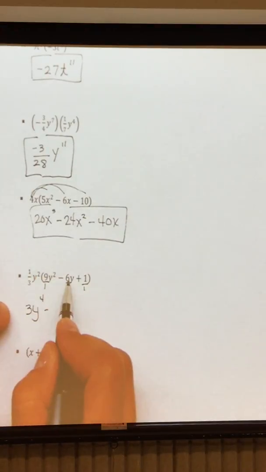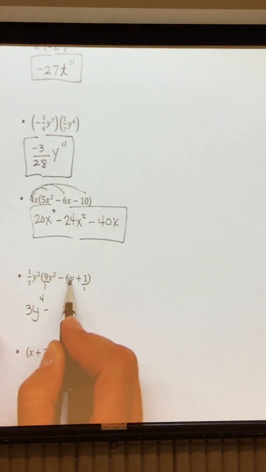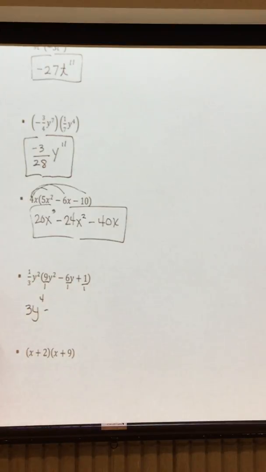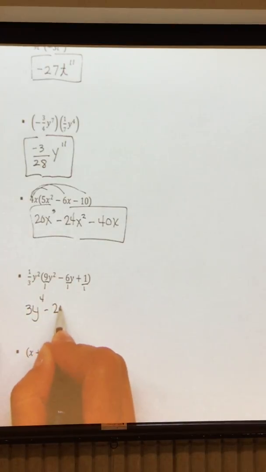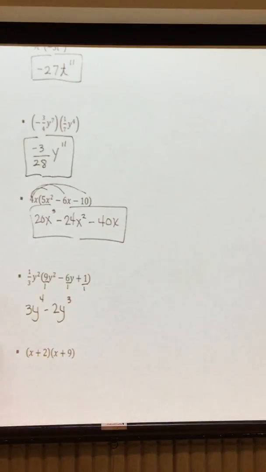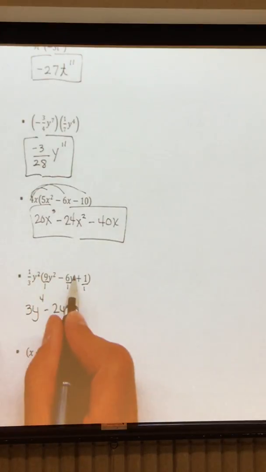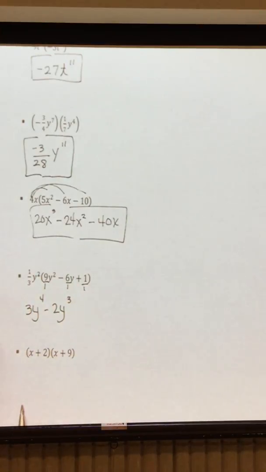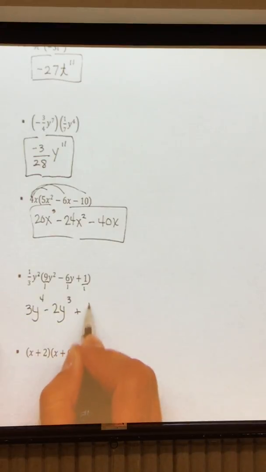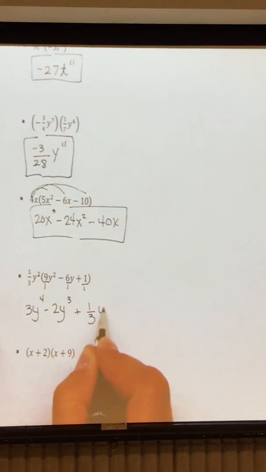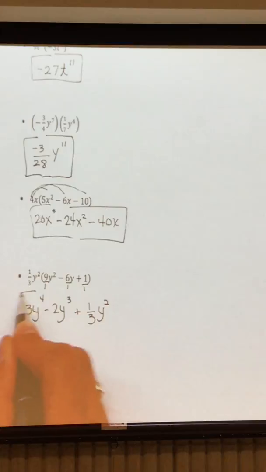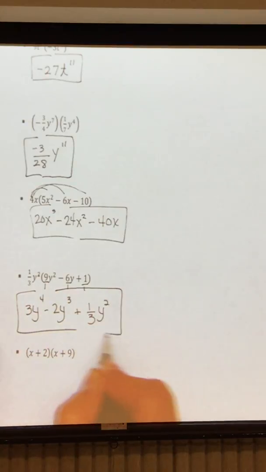Again, 1 times negative 6 is negative 6. Negative 6 over 3 is 2. So you have 2y to the third. Again, 2 plus 1 is 3. And then you're left with plus 1 over 3 y squared. And that is our answer.